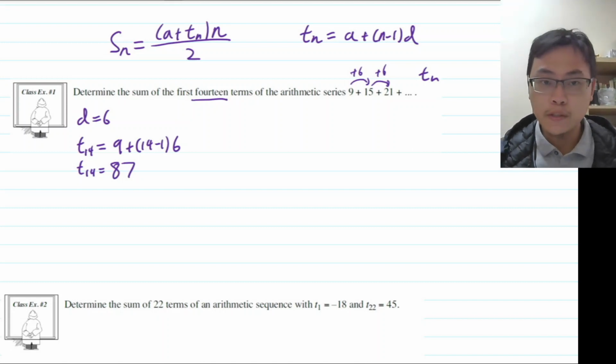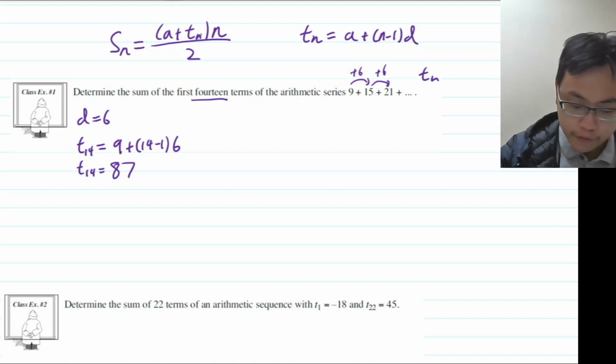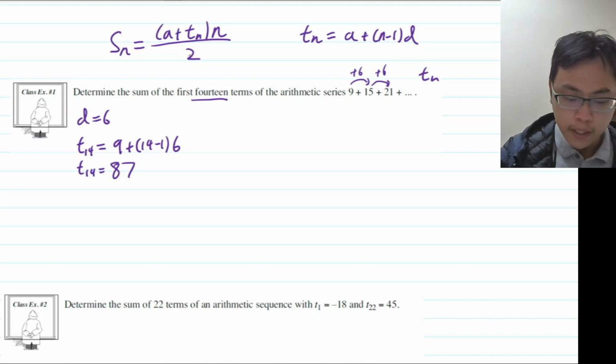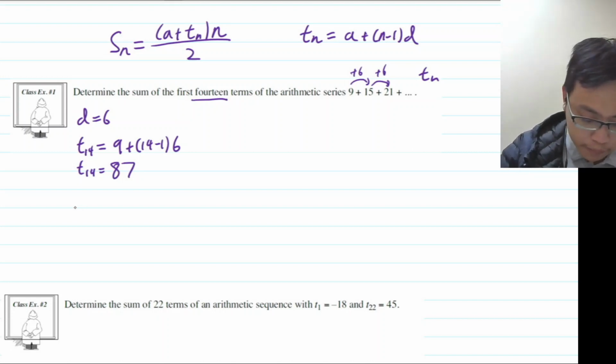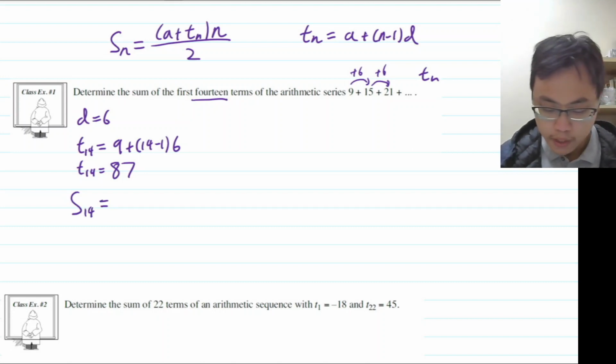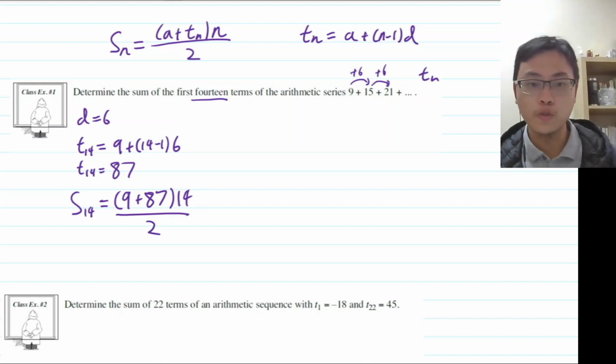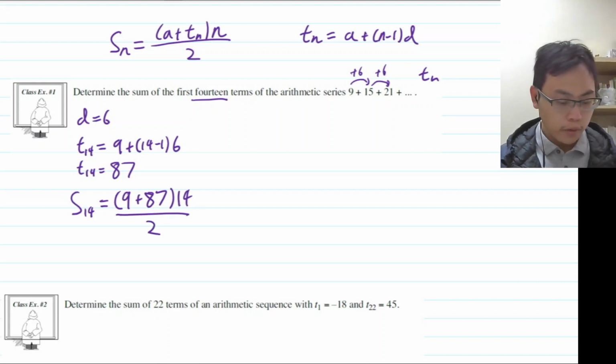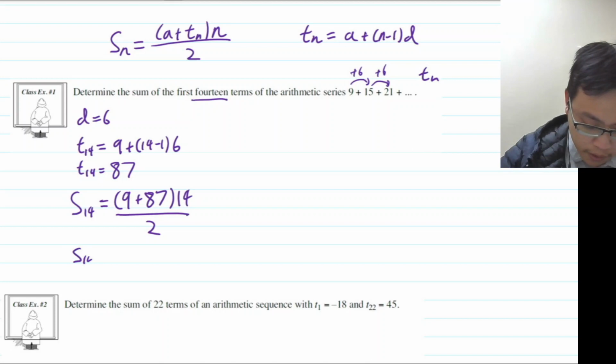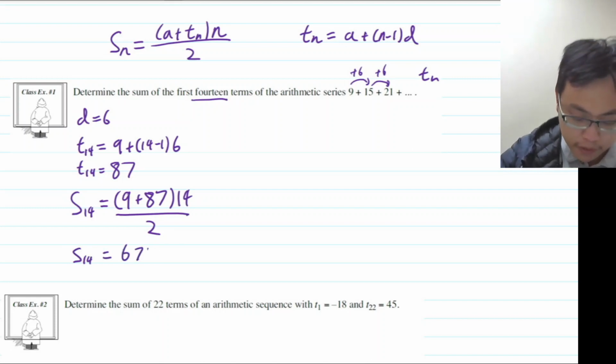Now that I know my last term, I can go back to Sn. I have Tn, I have the first term, I have the number of terms, so S of 14 I can put into my working. S of 14, the sum of the first 14 terms, is going to be bracket a, which is 9, plus the last term, which is 87, and then the number of terms, which is 14, all of it divided by 2. Put it into your calculator: 9 plus 87, multiply that by 14, and divide by 2. So S of 14 is going to be 672.